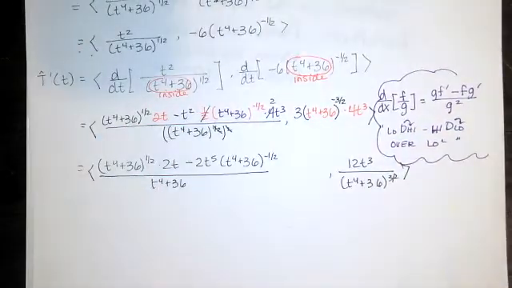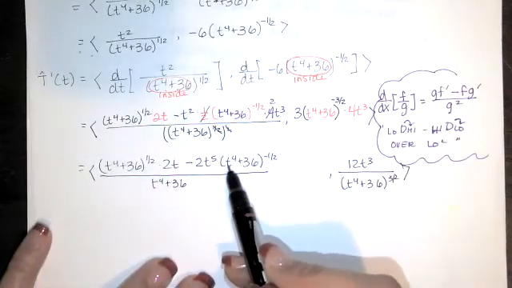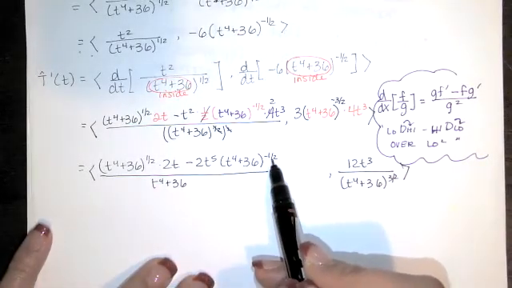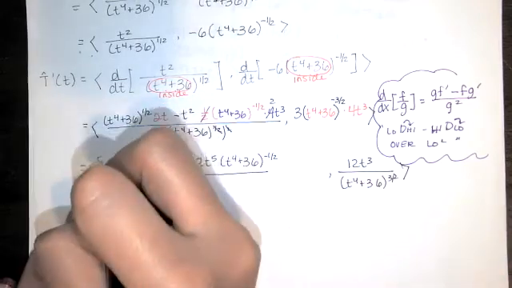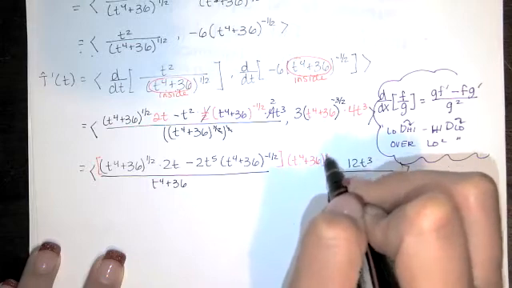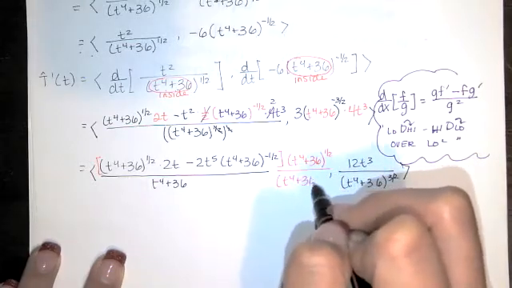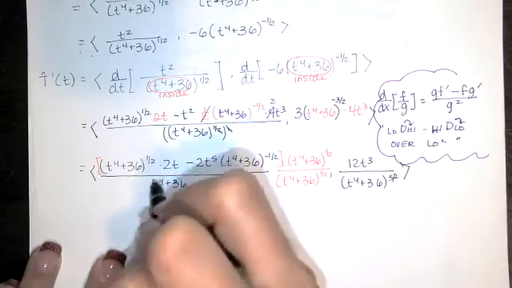Now here I'd like to simplify a little bit further. It looks pretty bad right now, and if we do a little bit of algebra, it will look a little less bad. I'd like to get rid of that t to the 4th plus 36 to the negative 1/2 power. To do that, I will just multiply by t to the 4th plus 36 to the positive 1/2 power. That's legal as long as we do the same thing in the denominator.